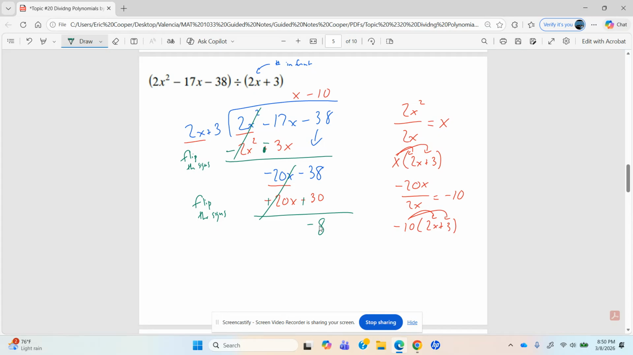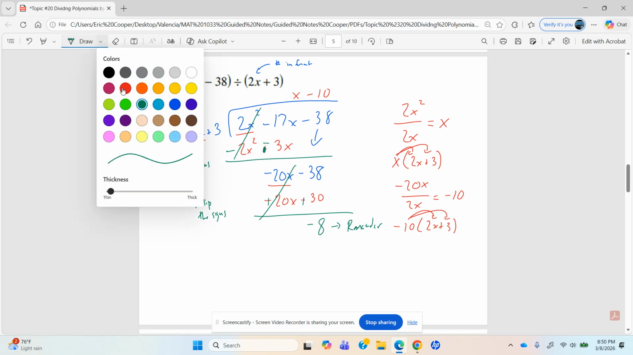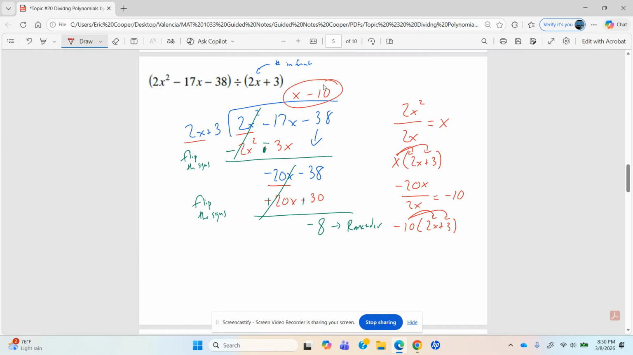Now, I only have a constant here left, which means I'm done, because I can't really divide that by 2x here. So this becomes our remainder. It's like when we did long division and we couldn't simply divide into something. The rest of it would just become our remainder. So my final answer is this, but with the remainder. So my answer would be x minus 10 minus 8 over, and then if we have a remainder, we put it over what we divided by, 2x plus 3.